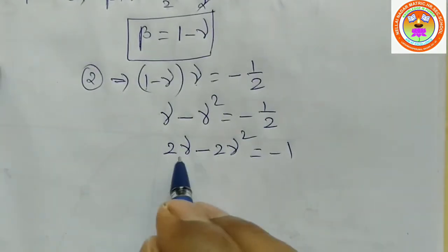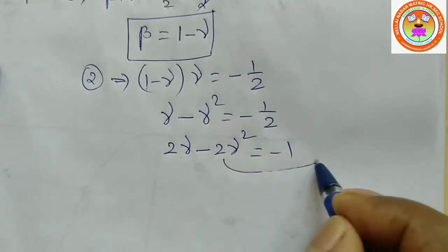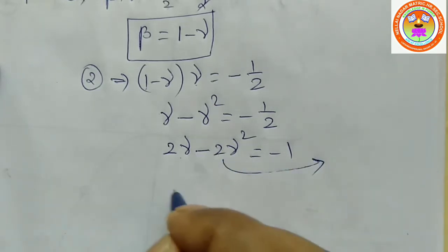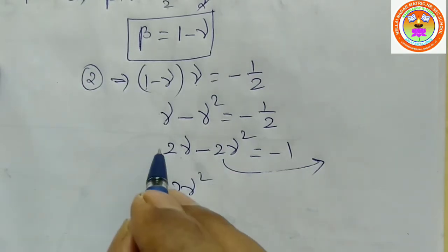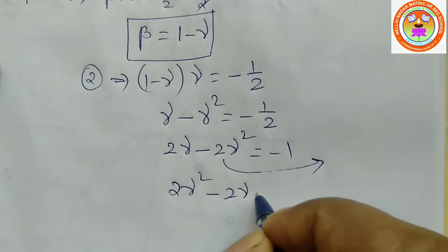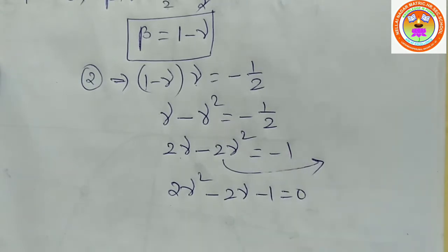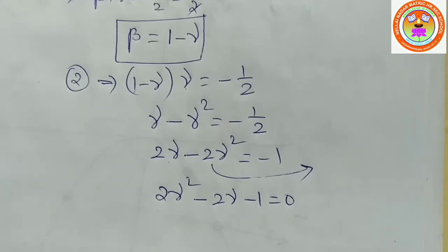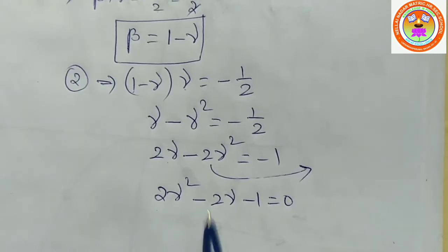Now bring these two terms into the right hand side. So this negative sign becomes positive. So 2 gamma square, this plus becomes minus, minus 2 gamma, there we have 1 minus 1, which is equal to 0. So now we obtained one quadratic equation in gamma.